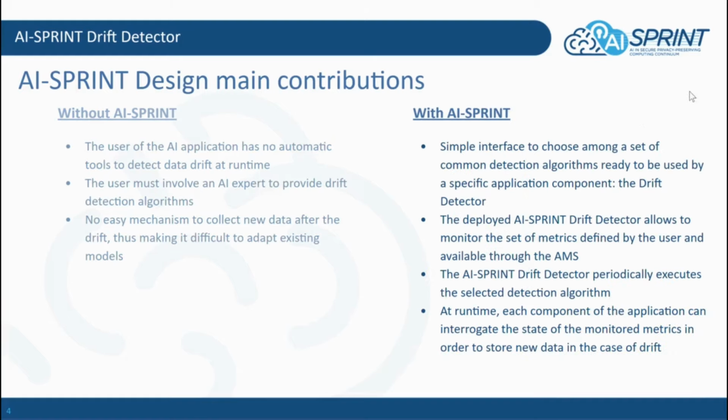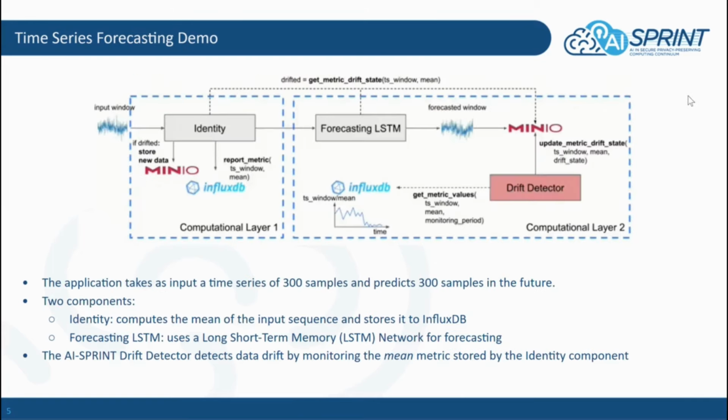With AI Sprint, the user has a simple interface to choose among a set of predefined detection algorithms ready to be used by the drift detector. The drift detector is automatically deployed and allows to monitor the set of metrics defined by the user and available through the AI Sprint monitoring subsystem. The AI Sprint Drift Detector periodically executes the selected detection algorithm, and at runtime, each component of the application can interrogate the state of the monitored metrics and can decide to store new data in the case of drift.